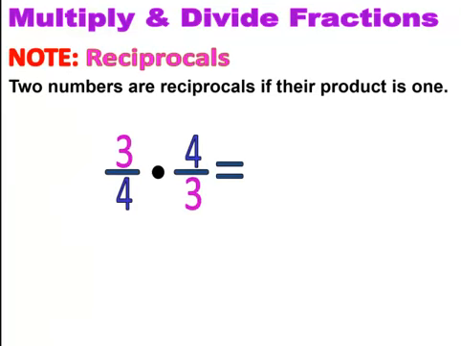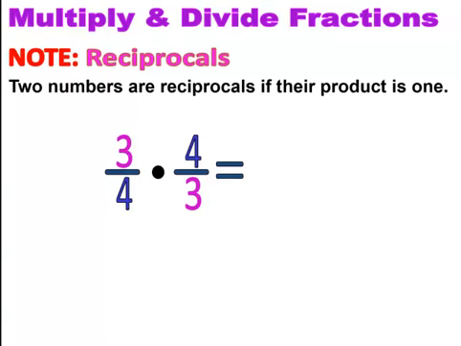So now I want to talk about the definition of what a reciprocal is. Two numbers are reciprocals if their product is 1. So when you multiply two numbers together and it equals 1, then they are reciprocals of each other.